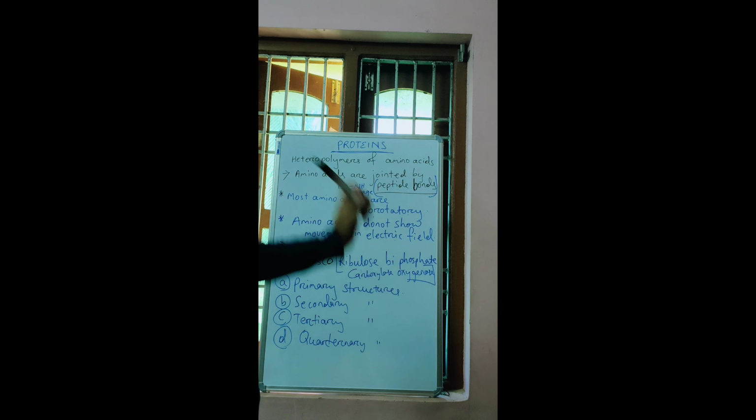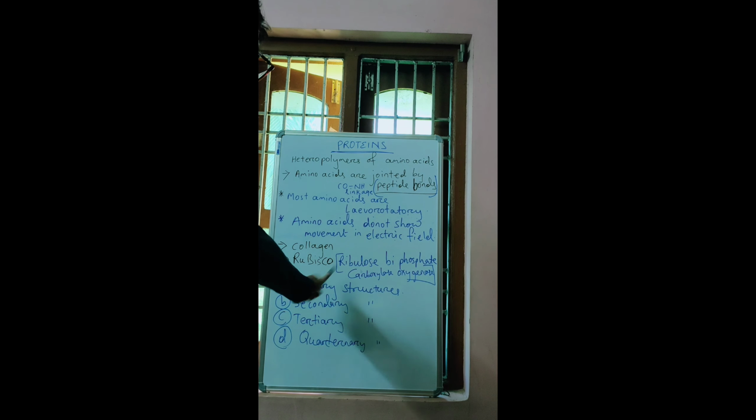The most abundant protein in the animal kingdom is collagen, while the most abundant protein in the biosphere is rubisco, ribulose bisphosphate carboxylase oxygenase. Proteins have 4 different structures: primary, secondary, tertiary and quaternary.